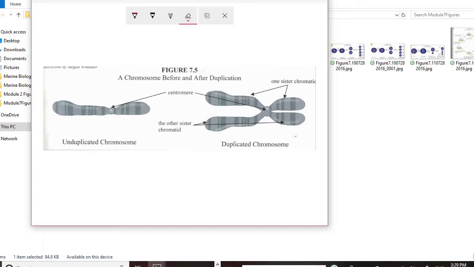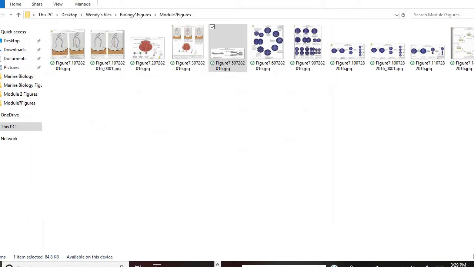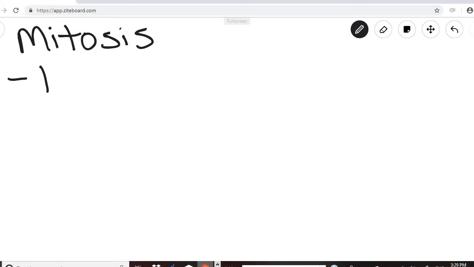So let's begin looking now at the process of mitosis. Let's go back to the whiteboard so I can write up a few things, and then we'll go back and look at some figures. So mitosis basically consists of 4 phases, and the first phase is called prophase.